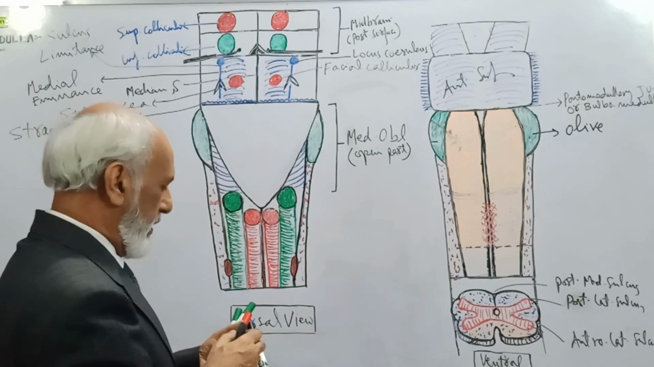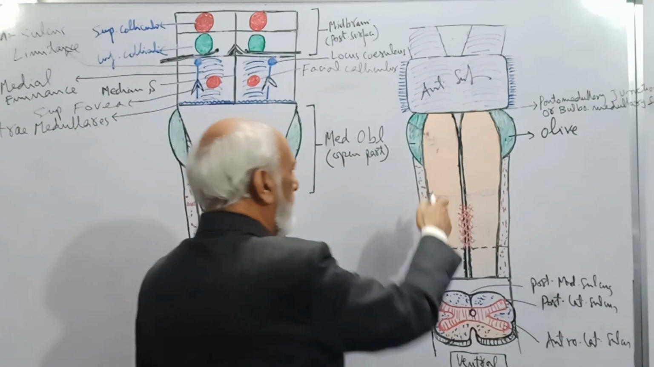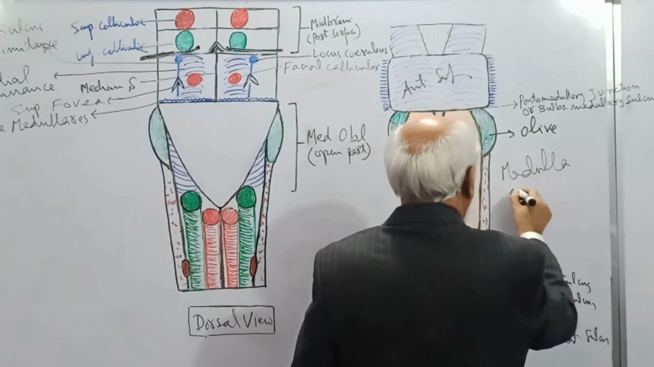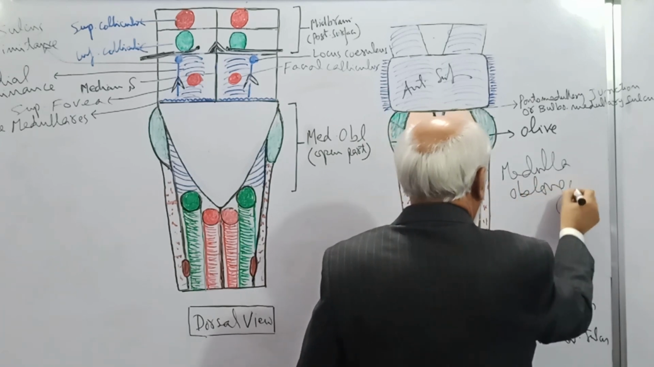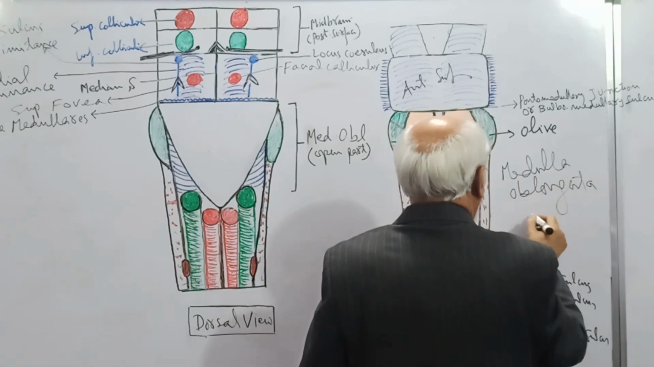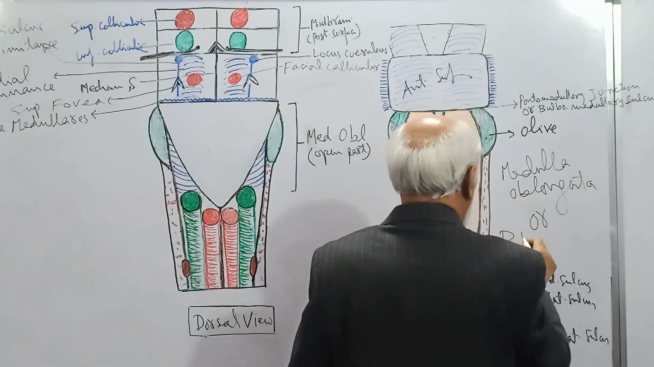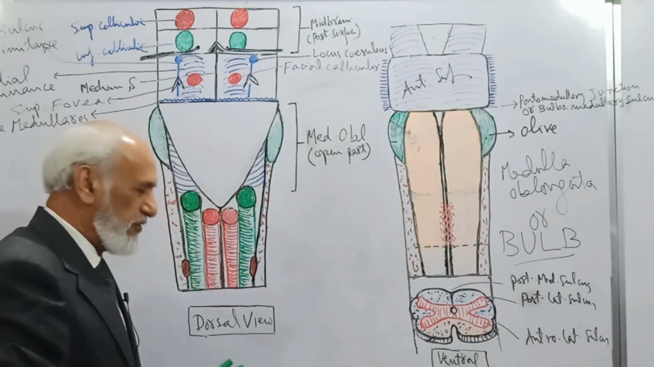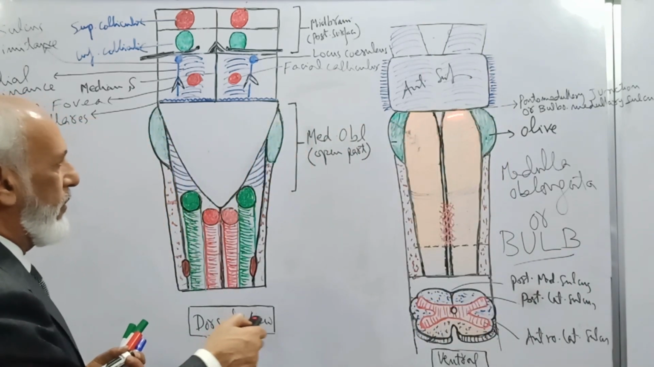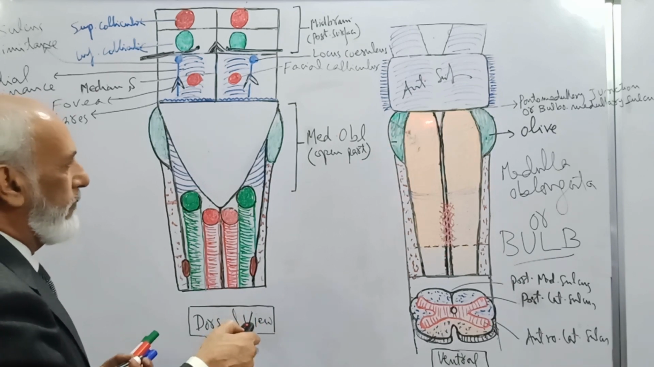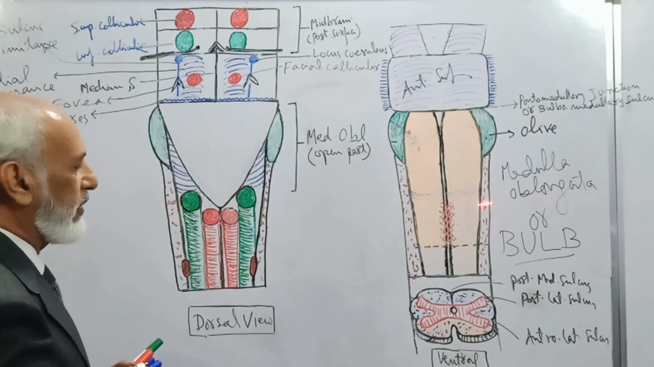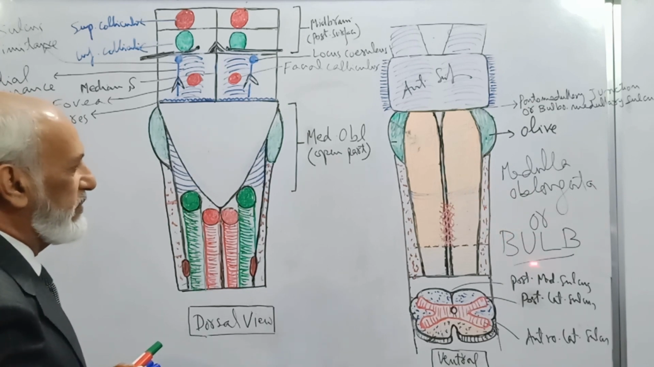Why bulbo? You know, this is the medulla oblongata. The old name for the medulla oblongata is bulb. It is bulb-like, broader above and gradually tapers down. So previously this was known as bulb, and then its name was changed. Instead of bulb, we name it medulla oblongata. But we should know this name also.